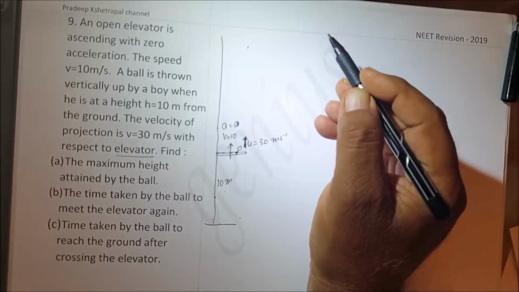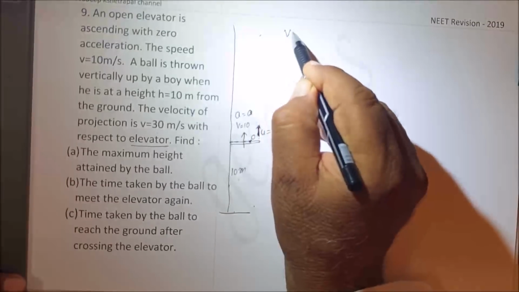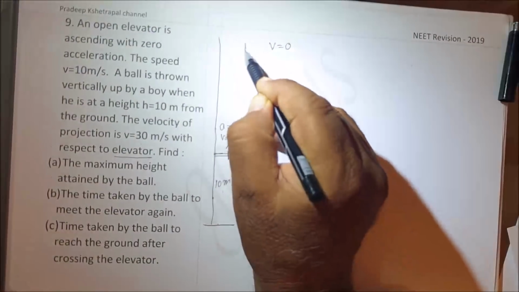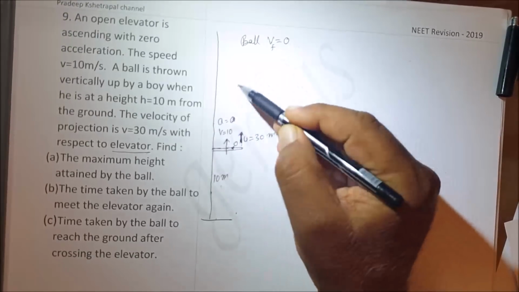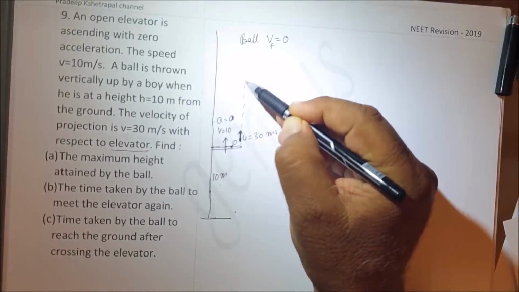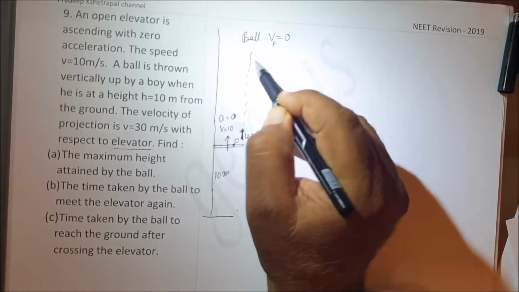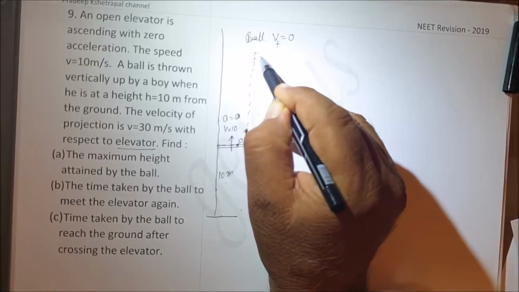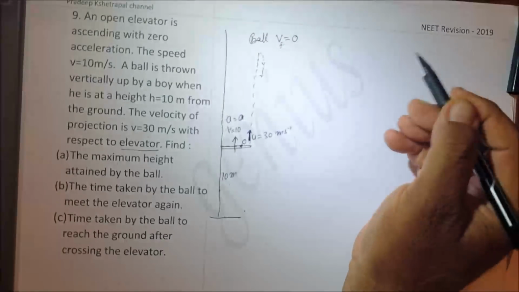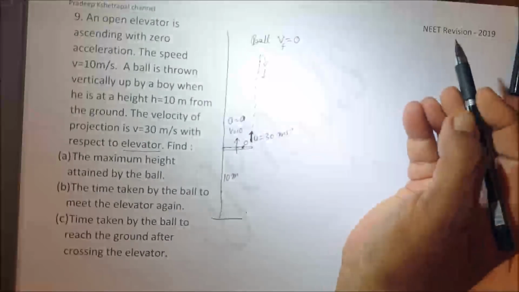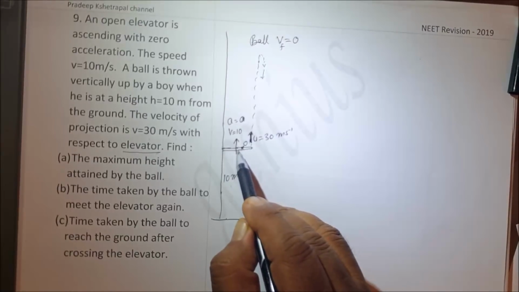Maximum height is achieved by anything thrown up when its final velocity becomes 0. The ball goes up to the height and here its velocity becomes 0. After that it turns back and comes down this way. So here velocity is 0. Here velocity is 30, but this lift is moving up.